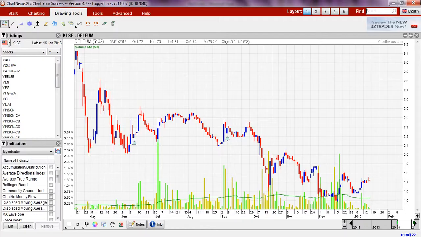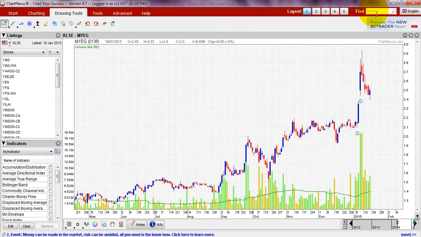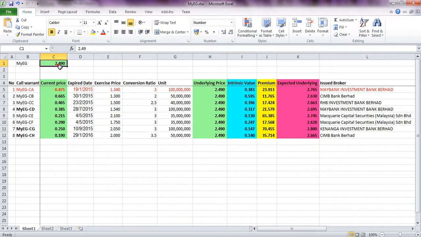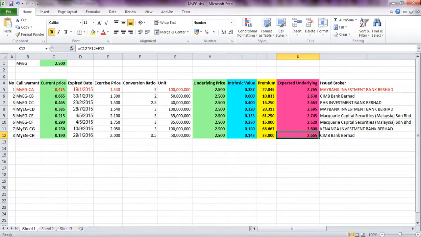So let's check on the later price for MYEG. MYEG closed at 2.50 ringgit. So I need to adjust, not so much. So the premium is just 33% and 2.665. Let's have a look, 2.665. So from here it's quite possible, let's say if it reaches 2.67, okay.